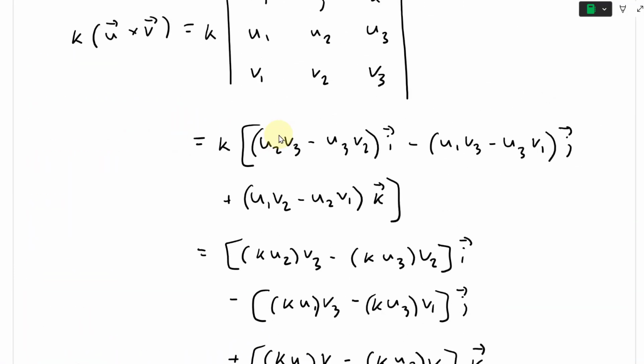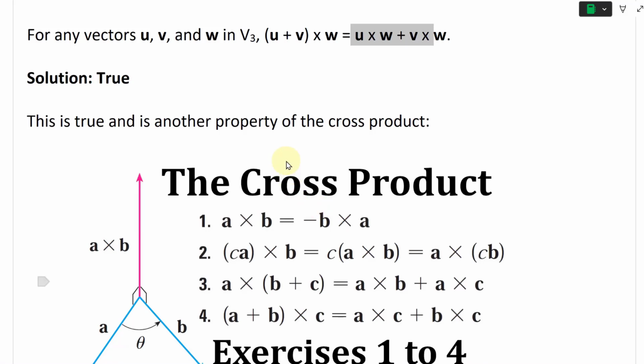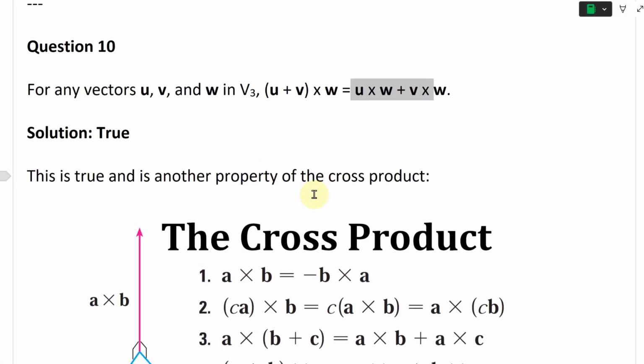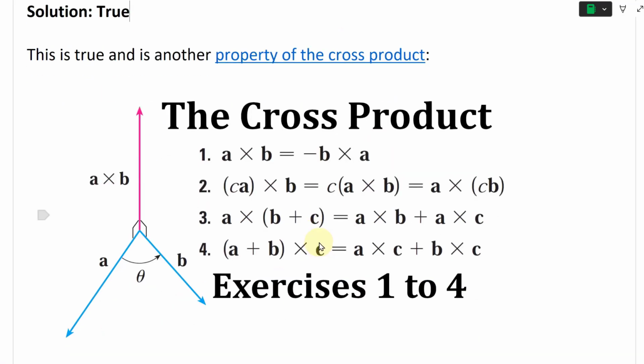Again, it's very similar to question 9. I went over that to show you. This one would take too long to go over in full, so you have to watch my earlier video on that. But I will provide a quick overview of why this is the case. So again, this is true. This is another property of the cross product, from my earlier video right here.